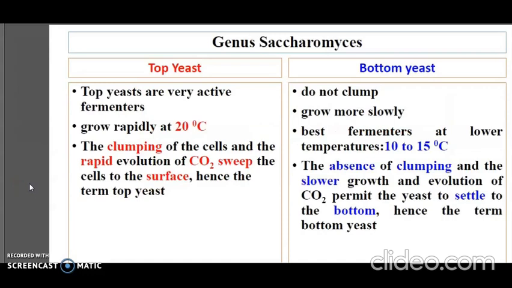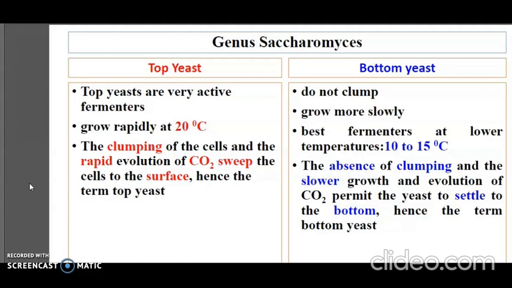Let's see the genus Saccharomyces. There are two categories, the top yeast and the bottom yeast. The top yeast are very active fermenters and they grow rapidly at 20 degrees Celsius. The clumping of the cells and the rapid evolution of carbon dioxide sweep the cells to the surface, and hence the term top yeast. The bottom yeast do not clump and grow more slowly.